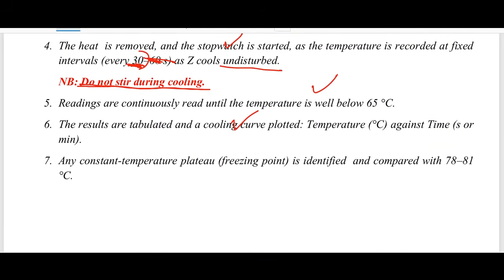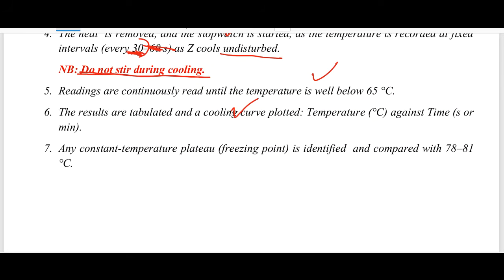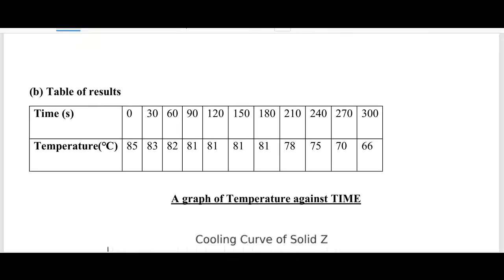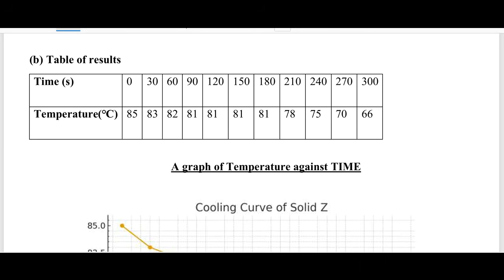Lastly, we are saying that any constant temperature plateau or freezing point is identified and compared to that of 78 to 81. So when you put down these procedures very well, you get all the 5 scores. You can see in the procedures we have also included the materials needed. After that, we look at the table of results.